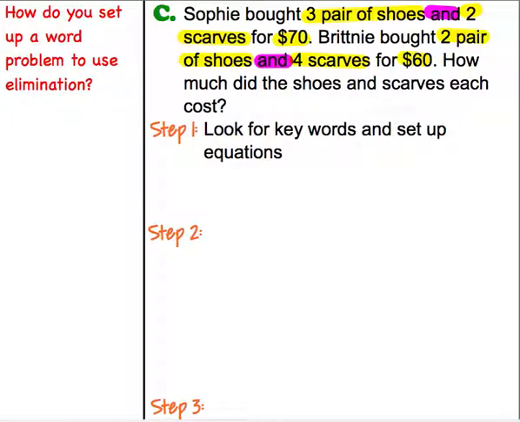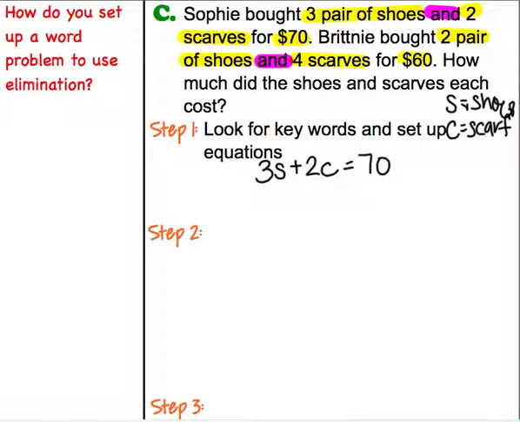If we let S represent shoes, and we let C represent scarves, and I'm going to do C just because, we have here that 3 pair of shoes and 2 scarves, she paid $70. And Brittany is 2 pair of shoes and 4 scarves, she paid $60.